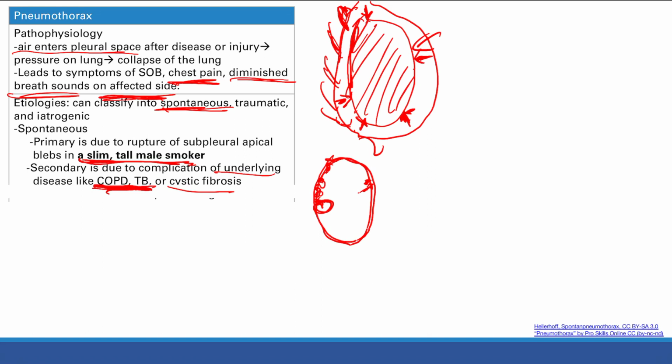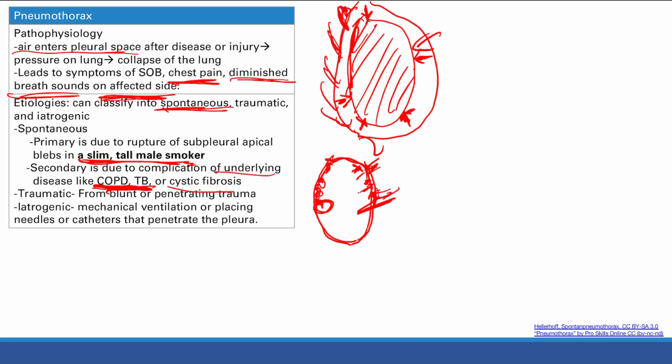Okay. Next is a traumatic cause, so blunt or penetrating. So blunt could be like a car crash. Again, damage to the integrity of this lining of this pleura, and the air leaks through. It can be from this side or from this side. Second, penetrating. That's a bullet wound, stabbing from the chest wall. You lose integrity of this pleura. Air can get in. Okay.